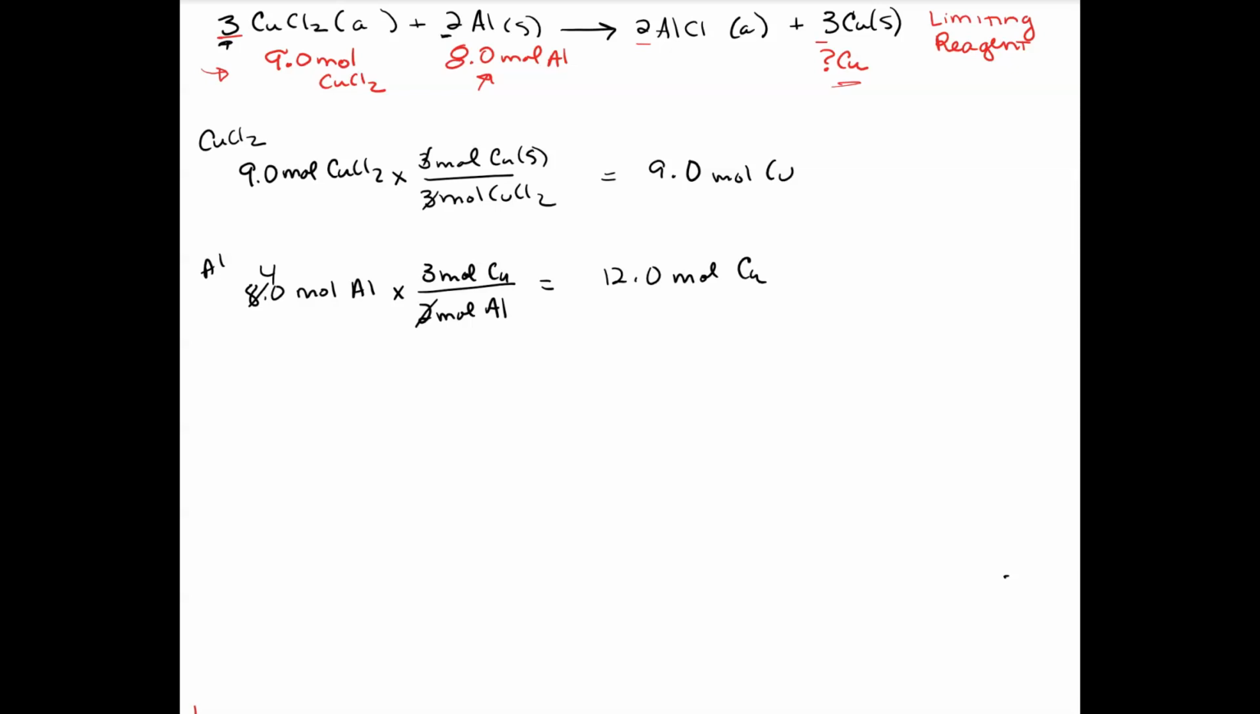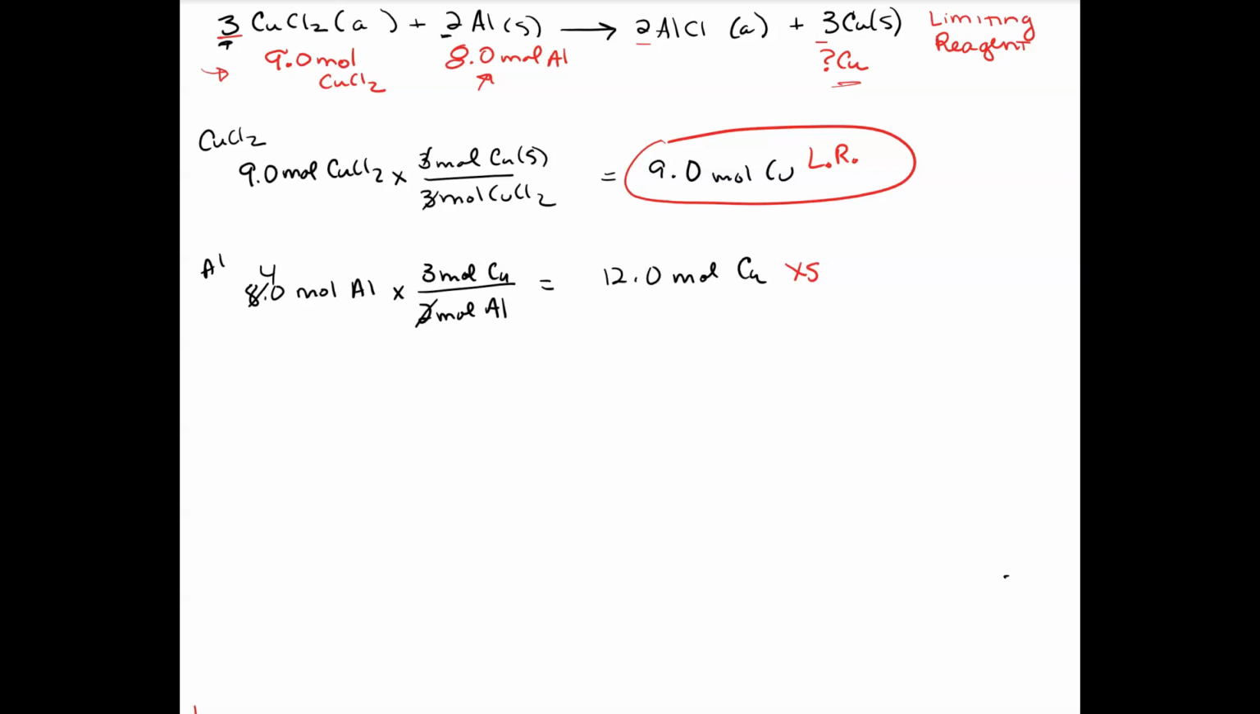However, I can only get 9 moles of copper from 9 moles of copper 2 chloride. So in this example, copper 2 chloride is my limiting reagent, and I have an excess amount of aluminum. So my yield is going to be 9 moles of copper, and I can calculate the mass of that by converting from moles to mass, which we know how to do using molar mass.